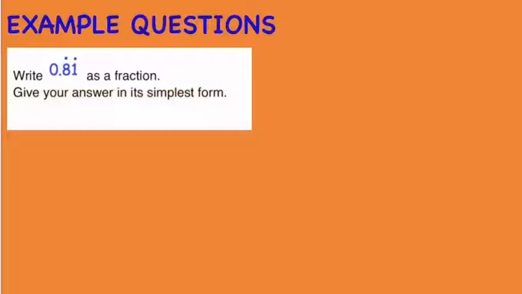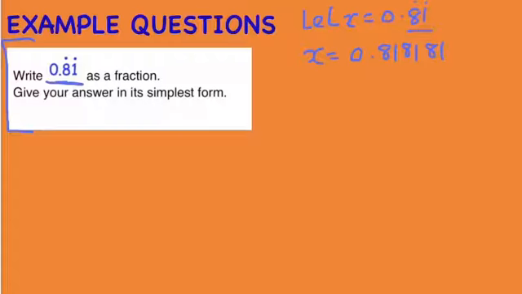Okay, so we're going to do another example question, which is a little bit trickier than the other. This time it is write 0.81 recurring as a fraction. So once again, we're going to say let x be equal to 0.81. But you see, because we've got the recurring dots above both the 8 and the 1, we're saying this time that x is equal to 0.818181. Okay? So remember, it's important to keep these 8 and the 1 in the right order.